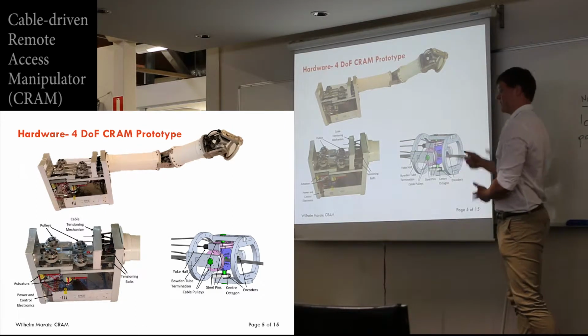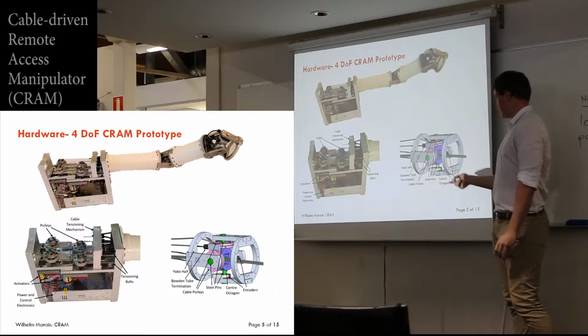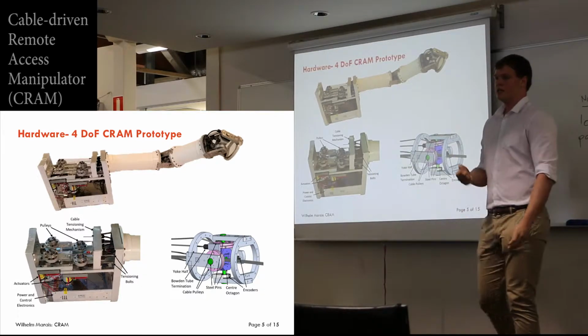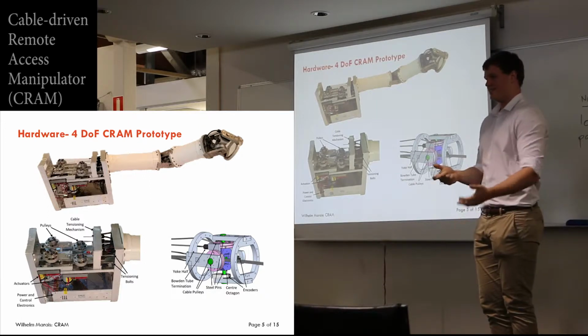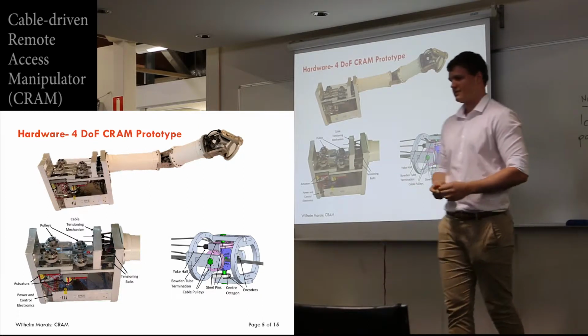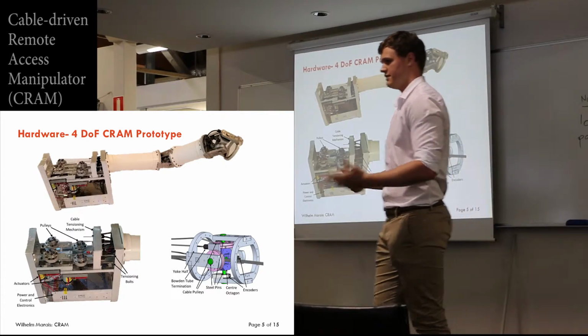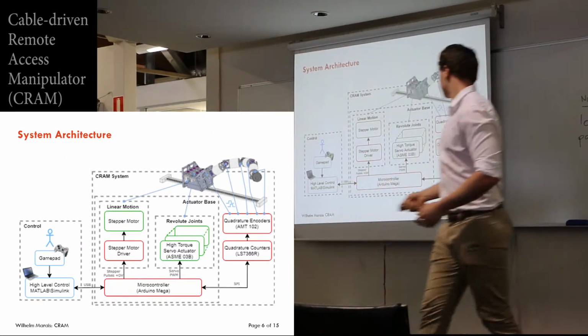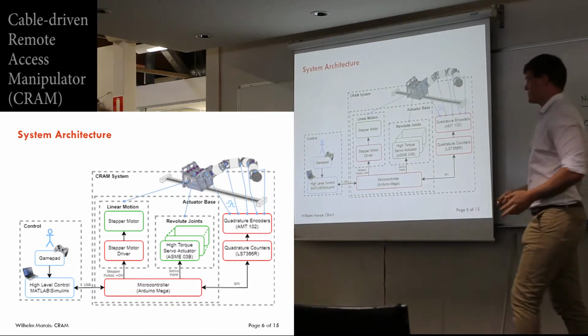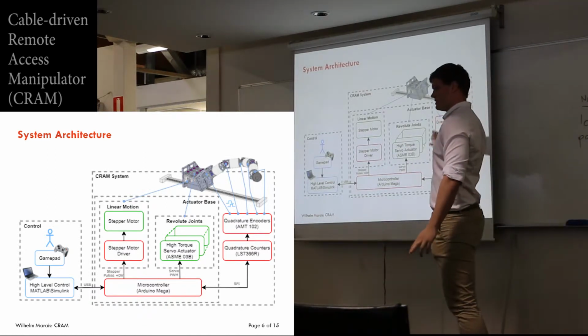So it allows it to have 2 degrees of freedom per joint, and the placement of the pulleys allows it to have plus or minus 90 degrees per degree of freedom, and this maximizes the degree of articulation. Here's the system architecture, and it's split into 2 main modules. There's the control module and then the CRAM system.